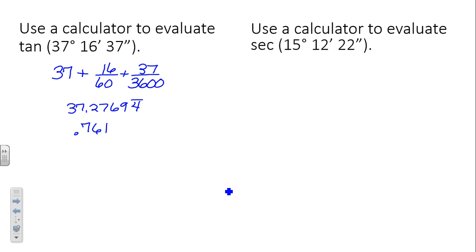All right, so we need to see the next example, with the secant. Okay, well, it wouldn't hurt, right? There's no secant button on our calculator. So same idea. We're taking 15 degrees plus 12 sixtieths plus 22 over 3,600. Okay, so 15 plus 12 over 60 plus 22 over 3,600, and we get 15.2061 repeating.